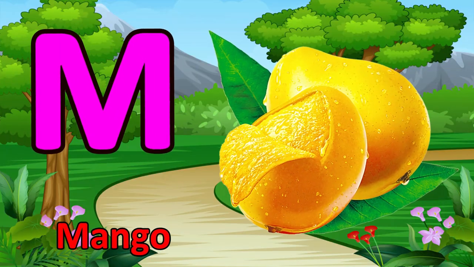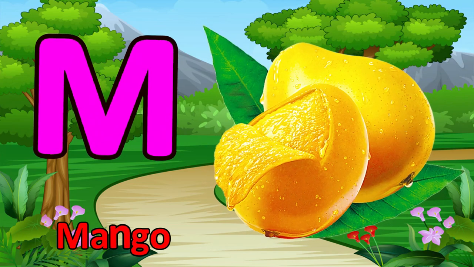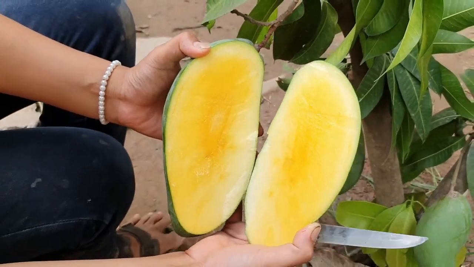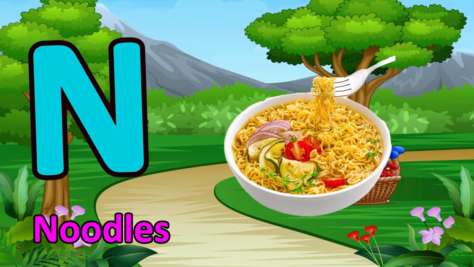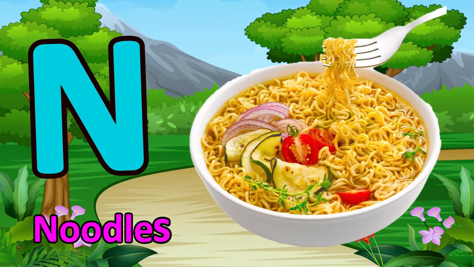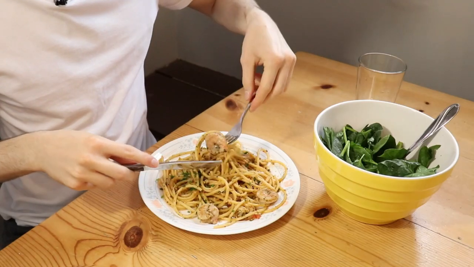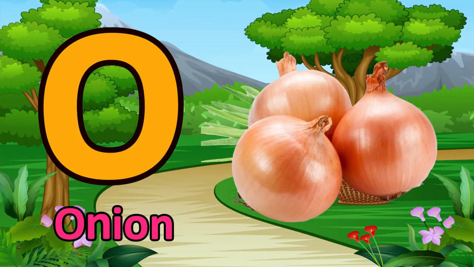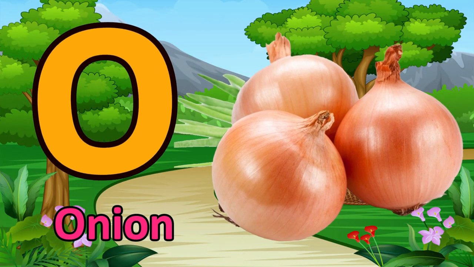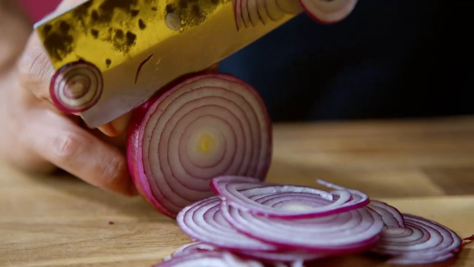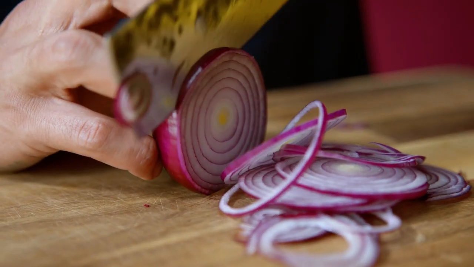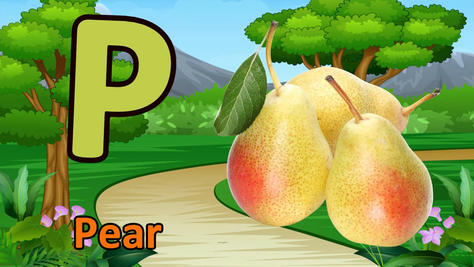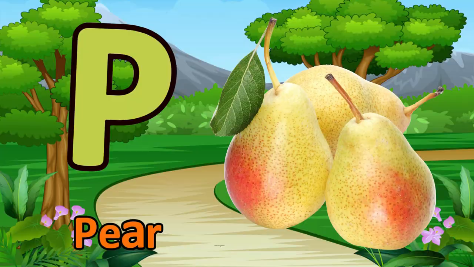M for mango. N for noodles. O for onion. P for pear.